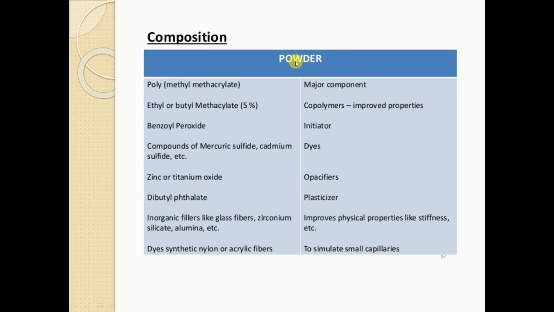Coming on to the powder composition, polymethyl methacrylate is the major component. Ethyl or butyl methacrylate makes up 5%. These are copolymers which improve the properties. Benzoyl peroxide acts as an initiator.